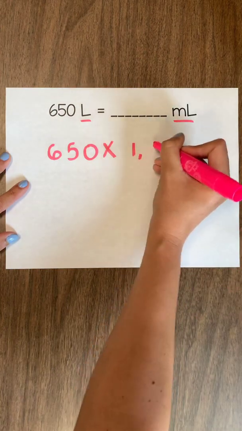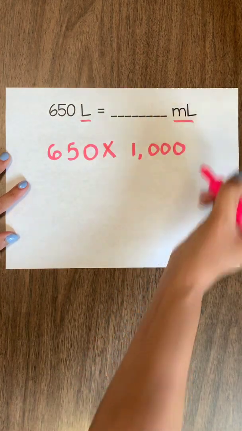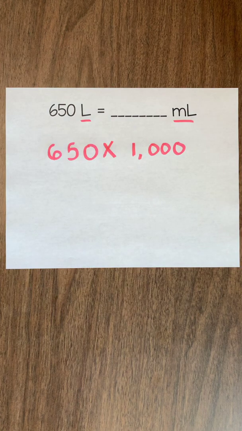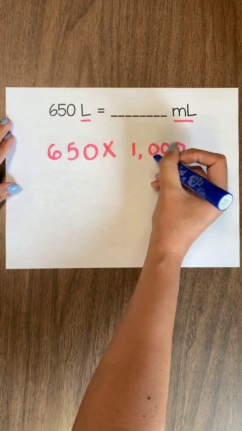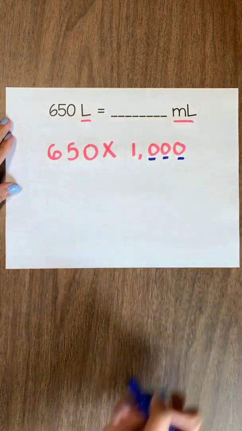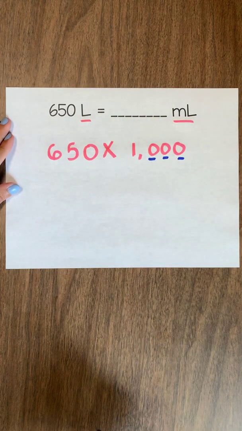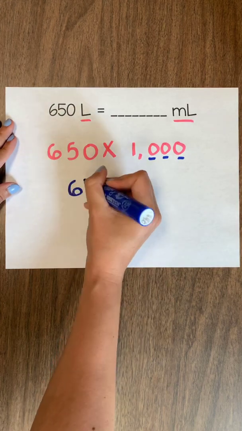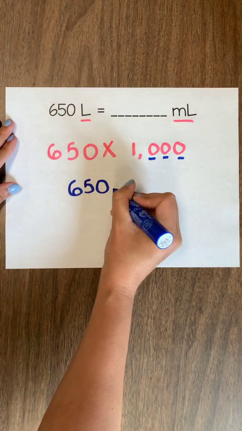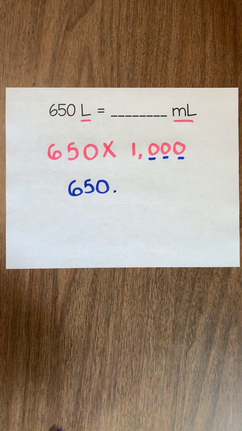So I can write down 1,000. And again, large multiplications, so I'm going to use my trick to make this a little bit easier on me. There are 3 zeros. So I need to move the decimal 3 times. So if I take 650, I know the decimal is technically always at the end. I need to move it 3 times.